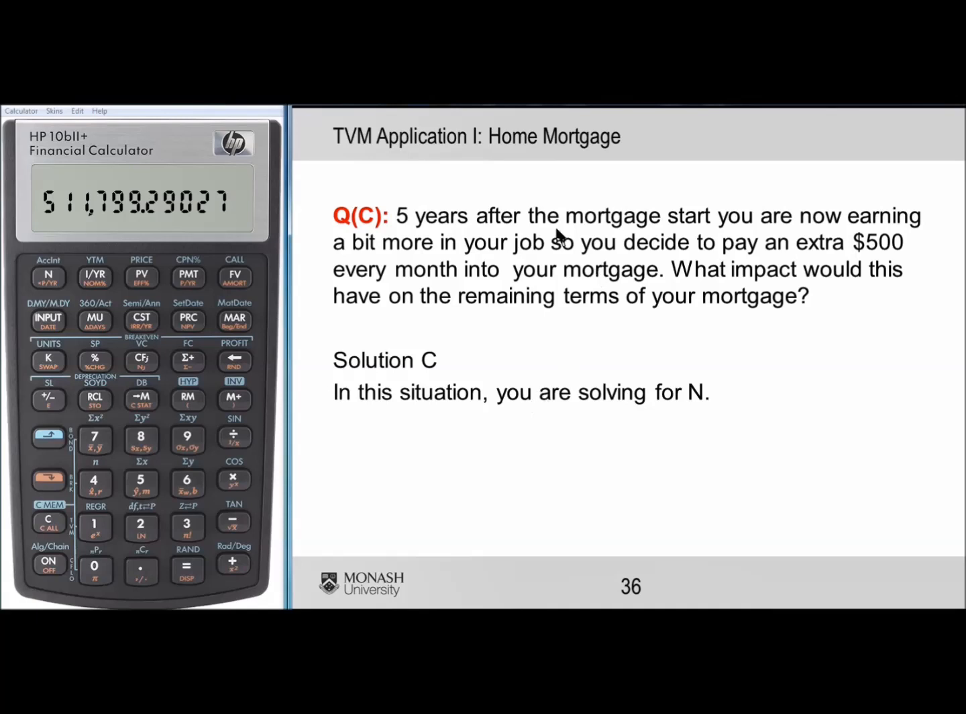Part C. Part C is asking that 5 years after the mortgage starts, you are now earning a bit more in your job, so you decide to pay an extra $500 every month into your mortgage. What impact would this have on the remaining terms of your mortgage? So in this case, payment has increased from 3297.53 to 3797.53, which is $500 more. And now we are asked to solve for n.